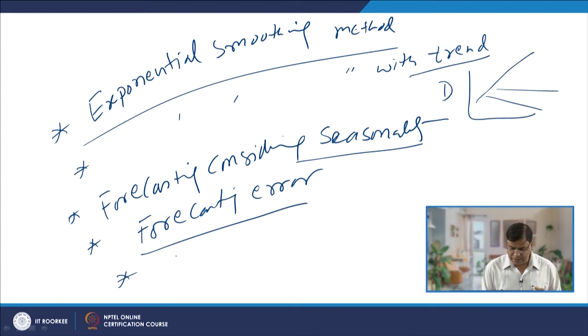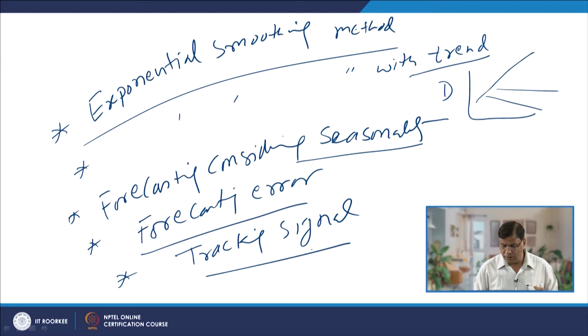There is an approach which is called the tracking signal. So, how to calculate the tracking signal and determine if we should continue the use of the existing or current forecasting method or we should go for something else.